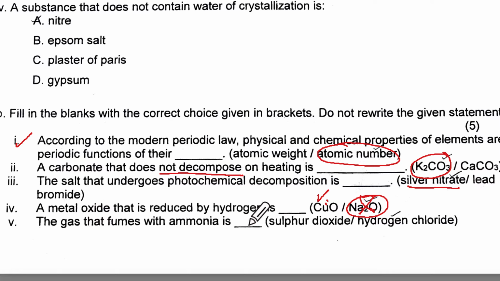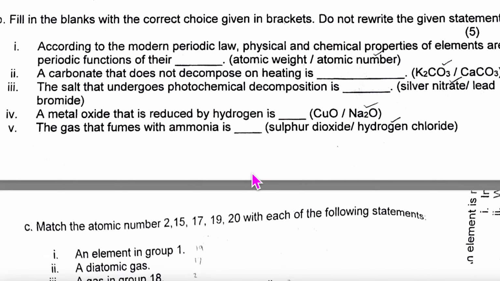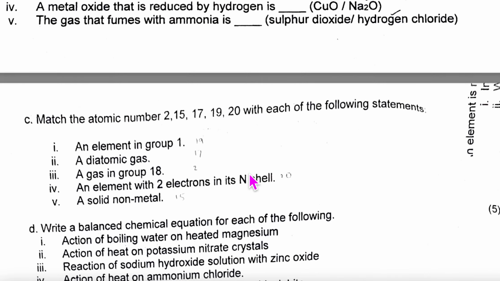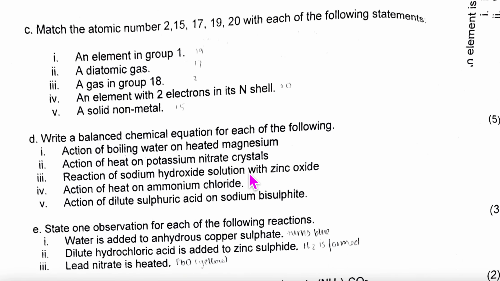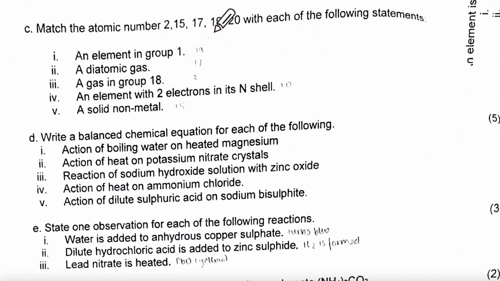Gas that fumes with ammonia is which one? Hydrogen chloride, because remember HCl plus NH3 gives us NH4Cl. They can ask you for the observation also. Dense white fumes of ammonium chloride are formed because it's a sublimable solid. Okay, coming to C part.